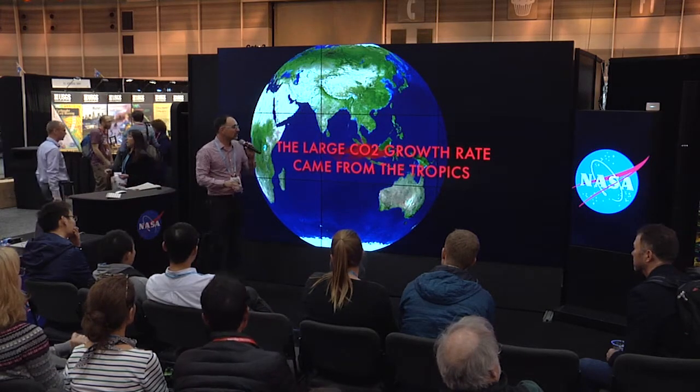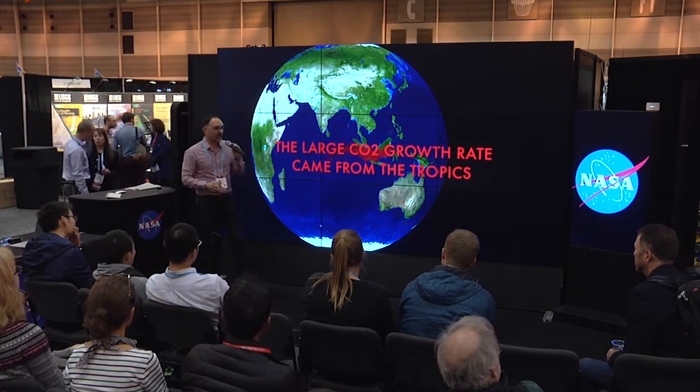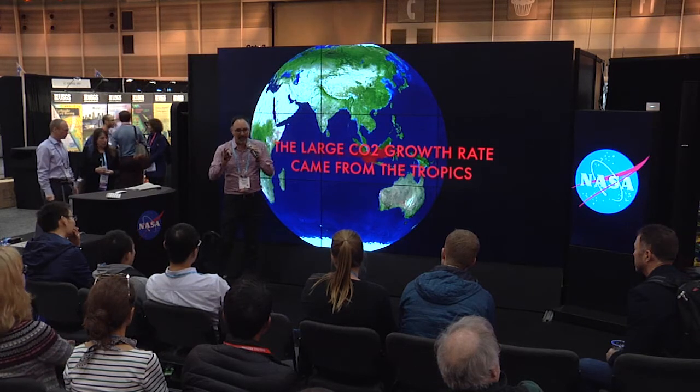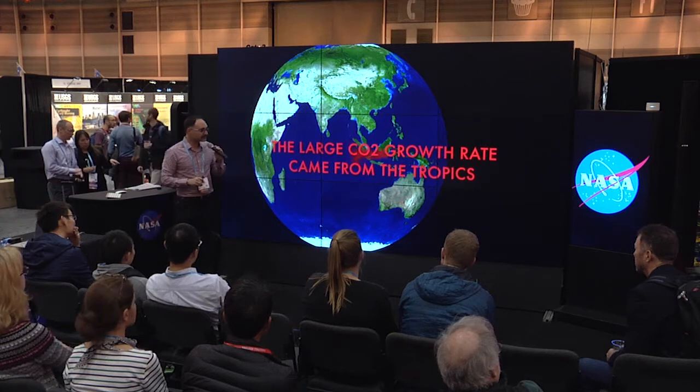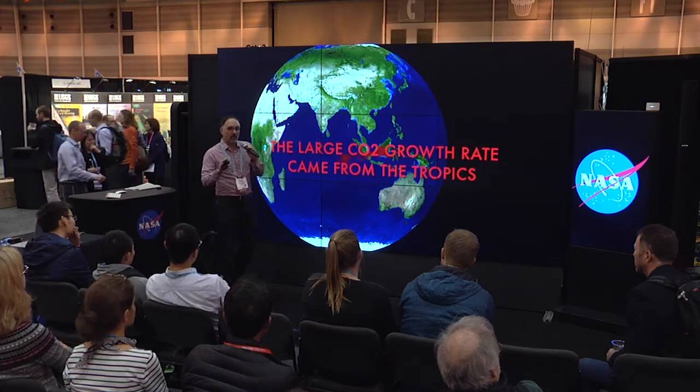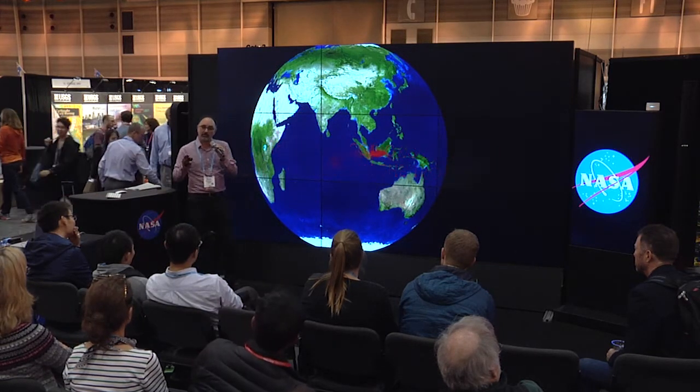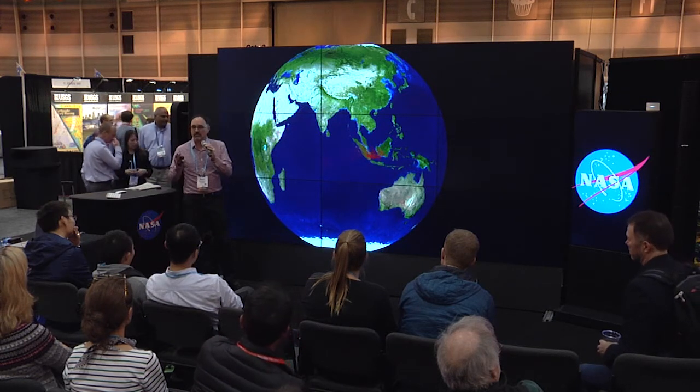And overall, we see that the CO2 growth rate through this analysis came by and large from the tropics. Not from the northern hemisphere, but from the tropics. The tail for each one of these contributions was about equal for each continent, but the reasons were quite different.